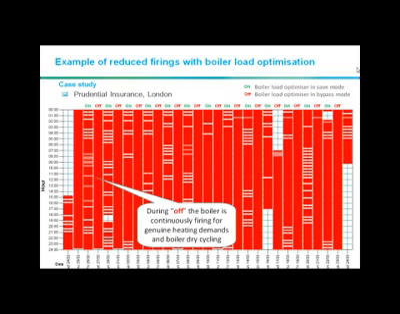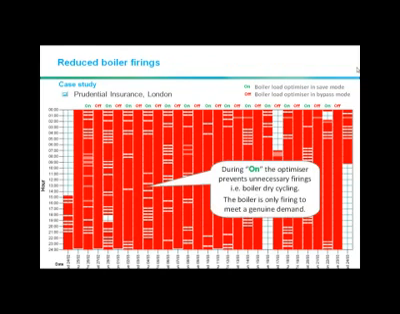During the off, the boiler is continuously firing, as you can see here, for genuine heat demands, and the boiler is dry cycling. And then during these segments where the optimizer is on, it is removing those unnecessary firings and still meeting the genuine heating demand.